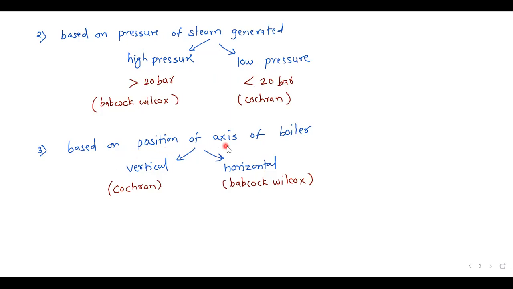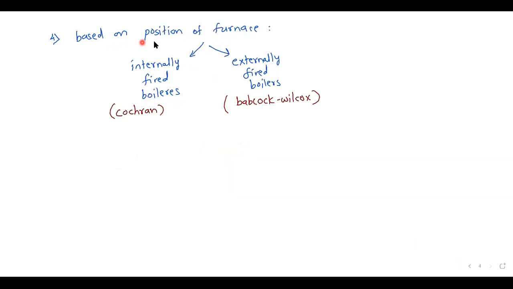Then, based on the position of the axis of the boiler, it can be vertical or horizontal. If the axis is vertical, then it is a vertical boiler, right? Okay, and the last is based on the position of the furnace. Internally fired boiler if the furnace is inside the boiler shell, externally fired boiler if the furnace is outside the boiler shell. Okay, and please remember the examples.